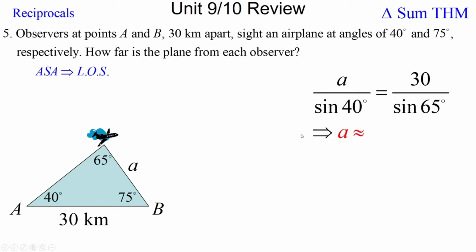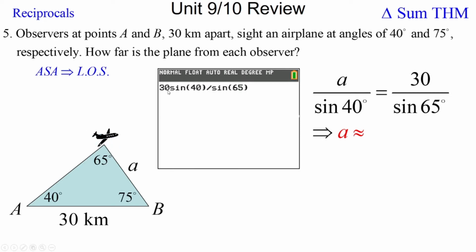So A is going to be approximately, and aren't we just going to multiply by sine of 40 degrees? So my calculator, I'm going to go 30 sine of 40 degrees divided by sine of 65 degrees. And my calculator gave me, and this is a distance, so I need 3 sig dig, so that would be 21.3. And do I have units here? Yes, this is in kilometers, so that would be 21.3 kilometers. Okay, that plane's up there a ways. All right, now let's find side B right there.